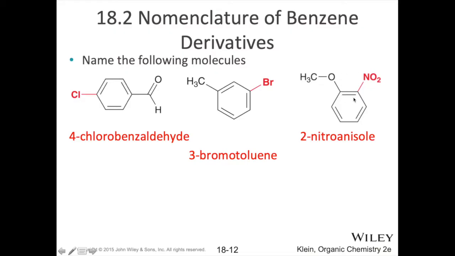And then we have 2-nitroanisole, of course, because that nitro group's at the number 2 position from that methoxy group. Of course, the methoxy group is what makes this anisole. And yeah, so that's 2-nitroanisole, also known as ortho-nitroanisole.